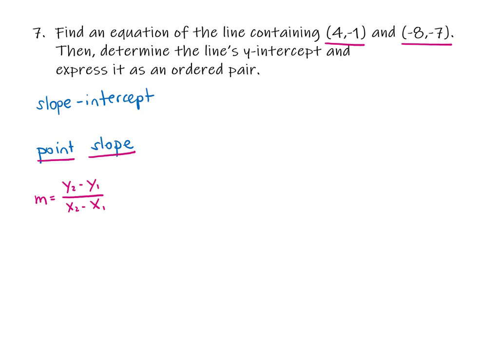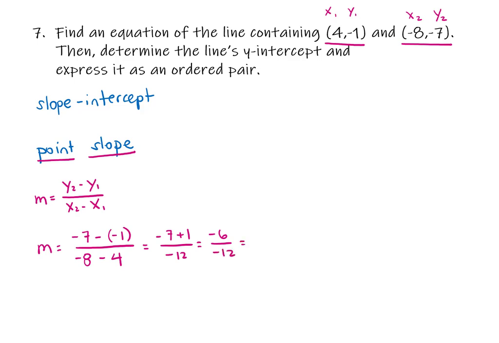Writing down the formula, let's figure out which point we'll use. Now that I've labeled them, I can put those into my formula. I'll have negative 7 minus negative 1 over negative 8 minus 4. And that gives me -7 plus 1 over -12. And -6 over -12 is positive 1/2. So now I know my slope is positive 1/2. I can use that, and I can use any of these points to come up with my equation.